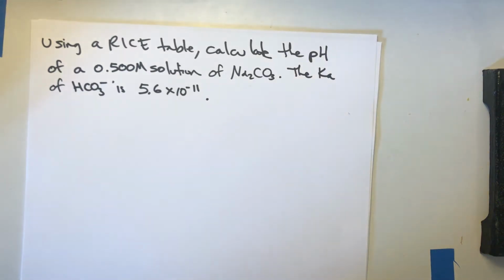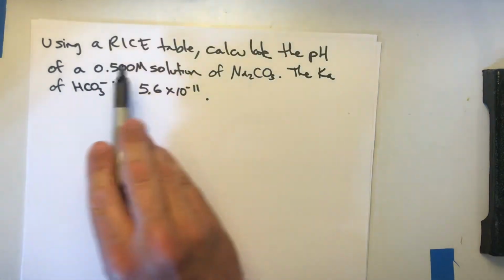Hi everyone, this is a tutorial video to look over calculating the pH of solutions that contain the conjugate base of a weak acid. We've seen that conjugate bases of weak acids can behave as bases in water and actually make the pH greater than 7, which is somewhat unexpected, but is the case in nature. So we're going to work through a problem using a RICE table.